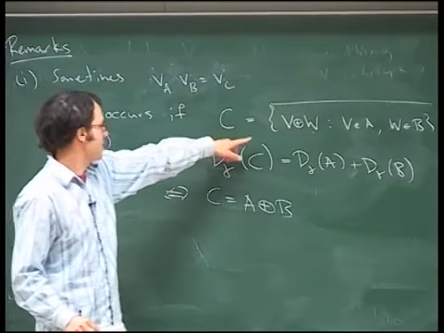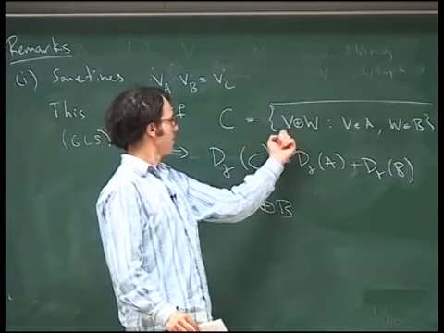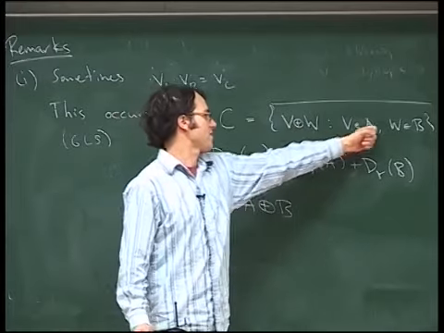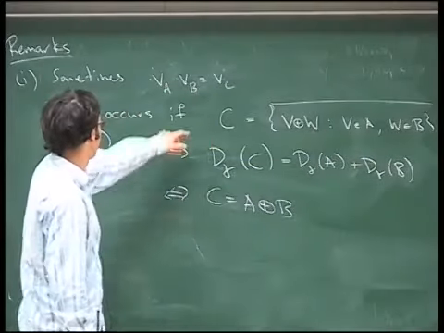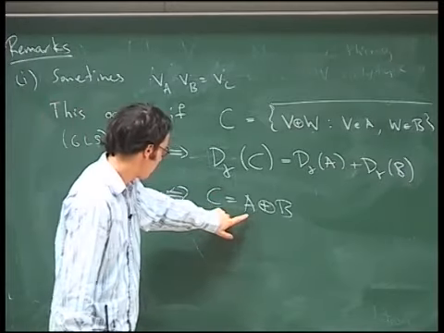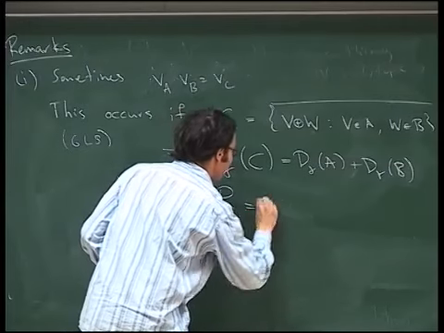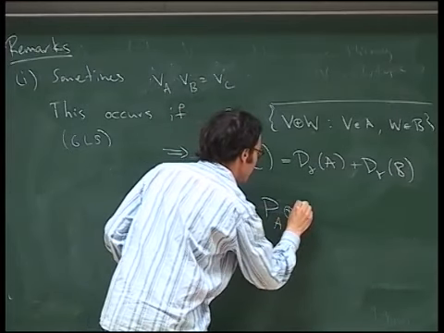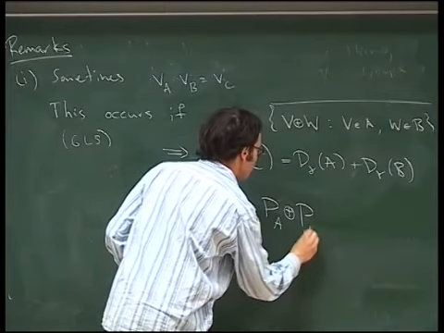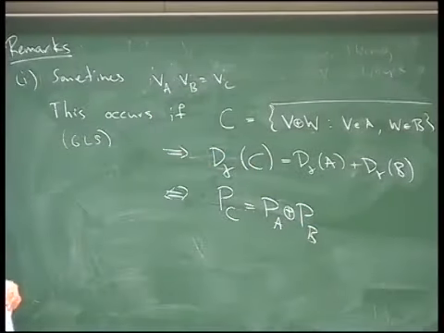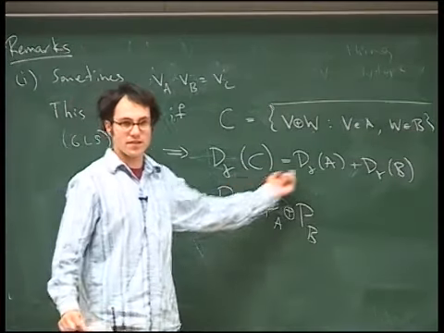When this component C is made up of direct sums of modules from the components A and B, then the polytope for C will be the Minkowski sum of the polytope for A and the polytope for B, because the dimensions of the Hom spaces will add.